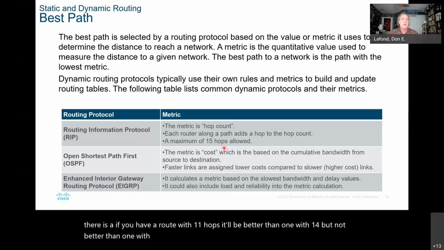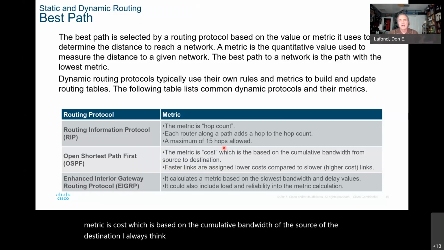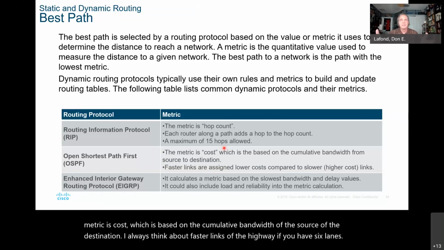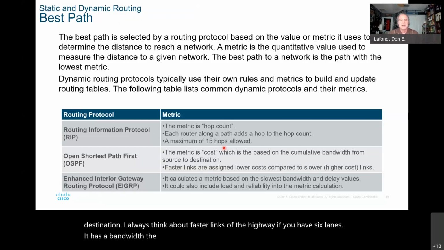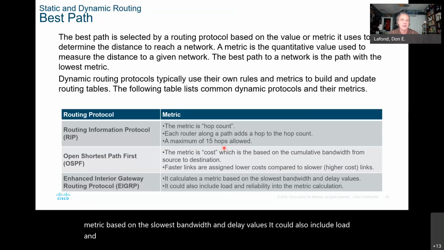Easy enough to know. Open Shortest Path First, OSPF. The metric is cost, which is based on the cumulative bandwidth from the source to the destination. I always think about faster links like a highway. If you have 6 lanes, it has a bandwidth, the ability to travel. And then EIGRP calculates a metric based on the slowest bandwidth and delay values. It could also include load and reliability in the metric calculation.